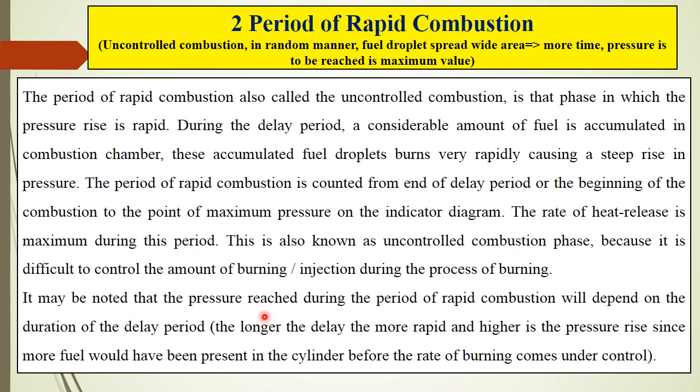It may be noted that the pressure reached during the period of rapid combustion depends upon the duration of the delay period. It is obvious: a longer delay period means more fuel is admitted and accumulated, and higher pressure will be observed inside the combustion chamber in the cylinder. That's why a longer delay period results in a rapid, uncontrolled pressure rise.